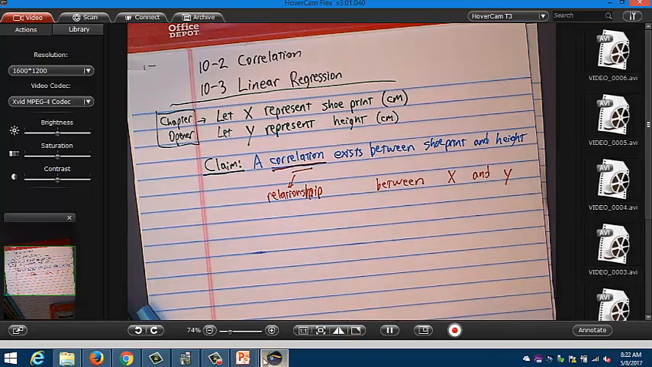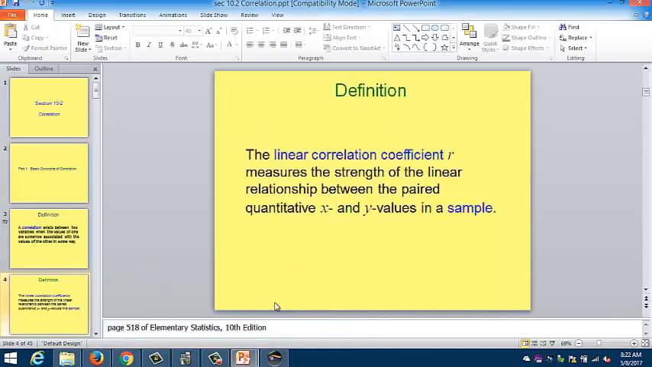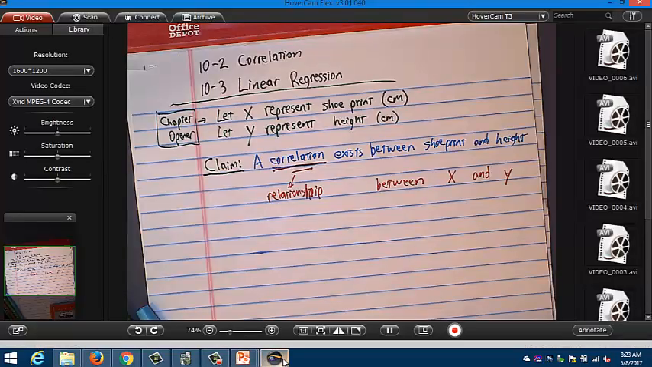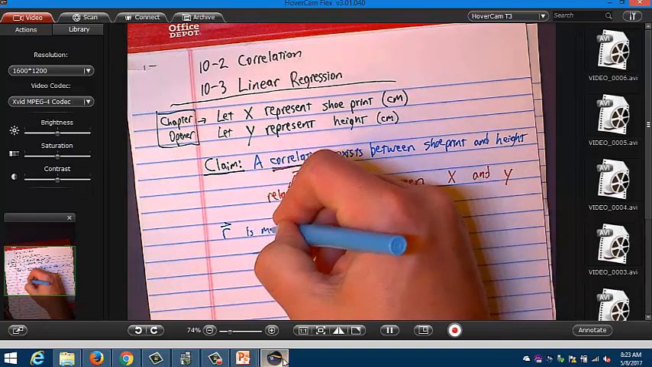So let's take a look. Here's your new statistic for section 2 tonight. The linear correlation coefficient, R, measures the strength of the linear relationship between the paired quantitative x and y values in a sample. I wouldn't write all that down, but I would write this down: R is my test statistic.